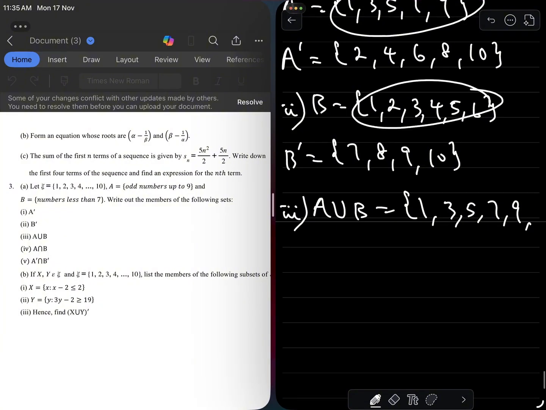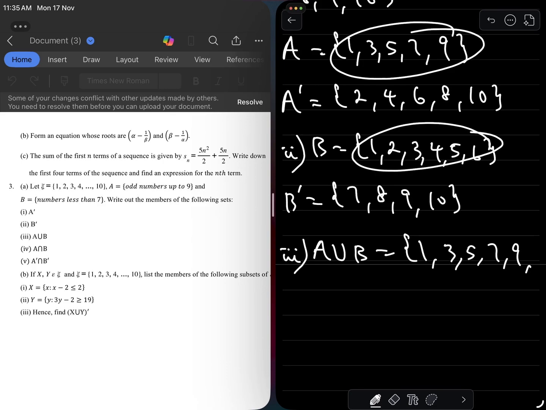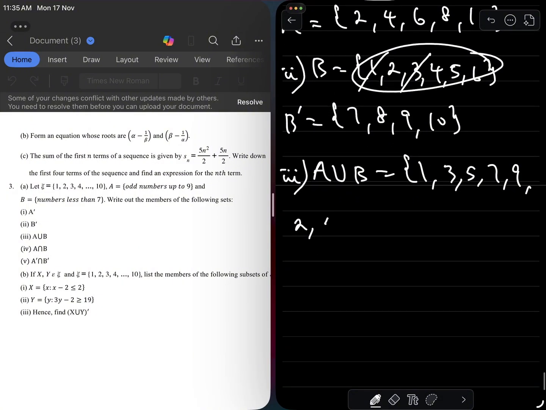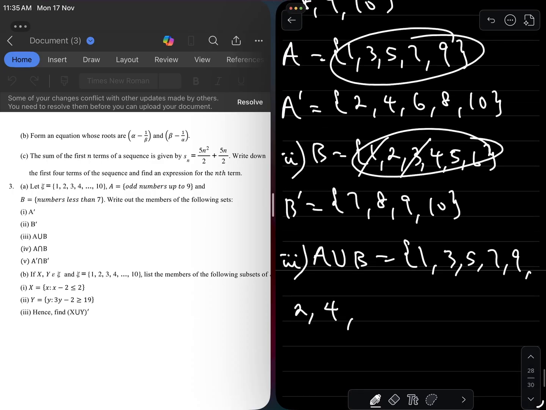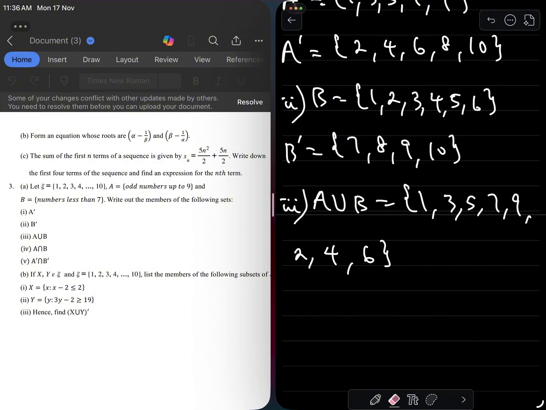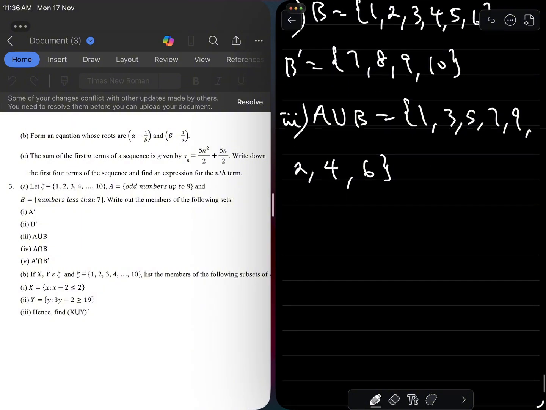This is set B. We have written 1 already. We've not written 2, so you put the 2 here. We've written 3 already. We've not written 4, so you put 4. We've written 5 already. We've not written 6, so you put 6. So the elements of the set A union B are 1, 3, 5, 7, 9, 2, 4, and 6. Arrangement doesn't matter. It doesn't matter whether you arrange in the right order or not.